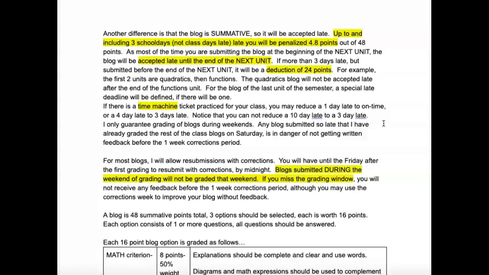So that's really not a good use of your time to be working on blogs that late, because you're going to be doing all this work to get 100% and you're going to get an F, right? You're going to get 24 out of 48. So just turn it in at most 3 days late, okay? Remember, the time machine can be used, but the time machine only reduces the lateness by 24 hours. So if you turn in 1 day late, you can get it so that there's no late penalty if you use the time machine. If you turn it in 4 days late, you can reduce that back to 3 days late, okay? But if it's 5 days late, even the time machine can't make it 3 days late, right? It can only make it 4 days late.